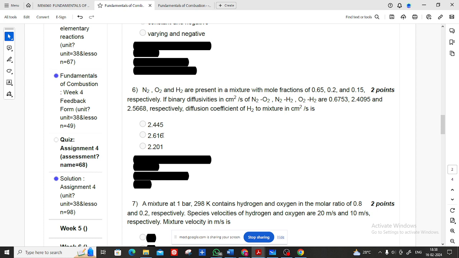Sir, the doubt is, as I asked you earlier also, shall we consider the diffusivity for N2O2 in the calculation? No, not N2O2. You need not consider N2O2. N2H2 and O2H2 only, we have to consider it for. Yes. And I am getting the exact answer. You have done some calculation mistake, some silly mistake, I think.